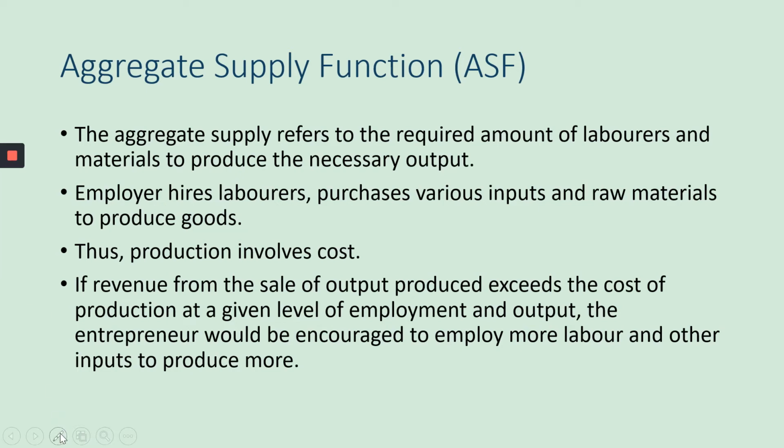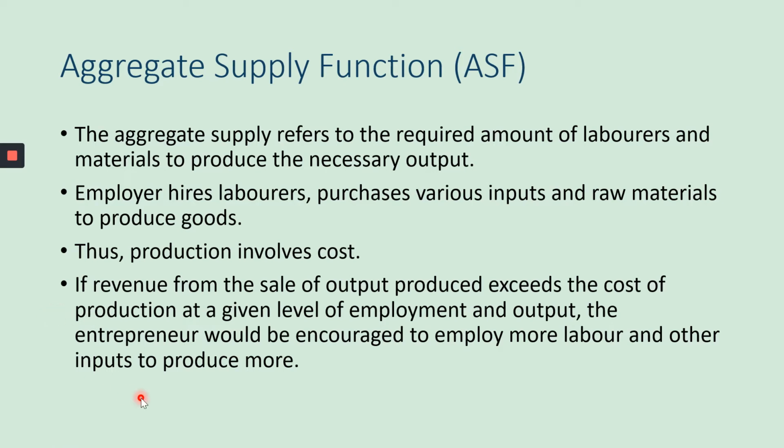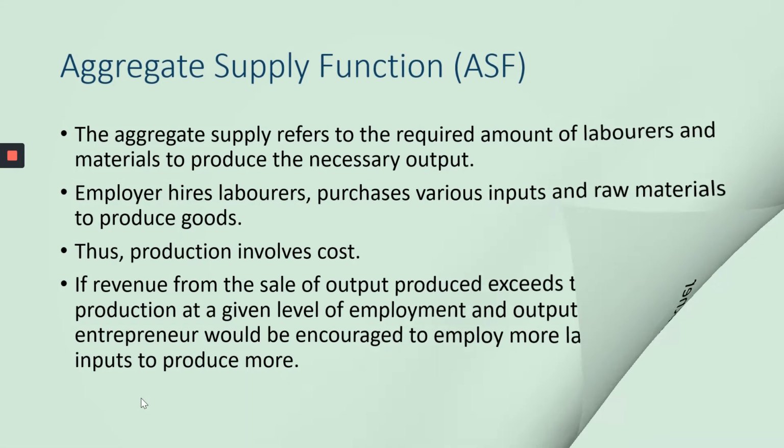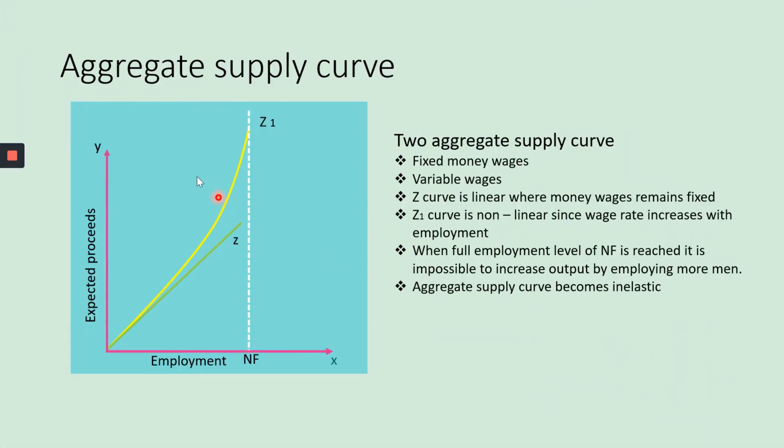We have already seen the aggregate supply function. We also saw the components of aggregate supply: aggregate supply is equal to C plus S plus T plus RF. Now let us see the aggregate supply curve.